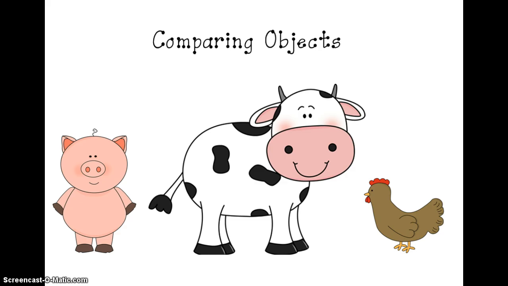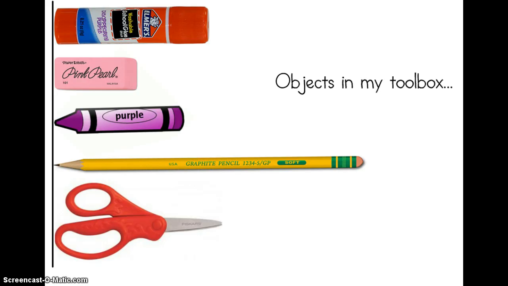Let's try looking at some different objects to compare. Take a look at these items that are in our toolboxes. You see a glue stick, an eraser, a crayon, a pencil, and a pair of scissors. Now, we're not looking at the height of these objects, we are going to talk about the length of these objects and compare how long they are.